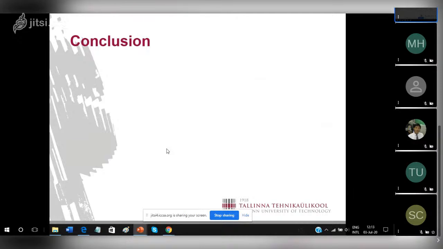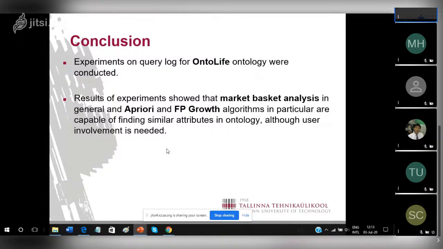To conclude, in this paper, we presented the results of our experiments on the query log that was issued against the OntoLife ontology. The purpose of our experiments was to show that market basket analysis in general, and Apriori and FP-growth algorithms in particular, are capable of finding similar attributes in ontology. User involvement is needed because those algorithms can also bring false positives.